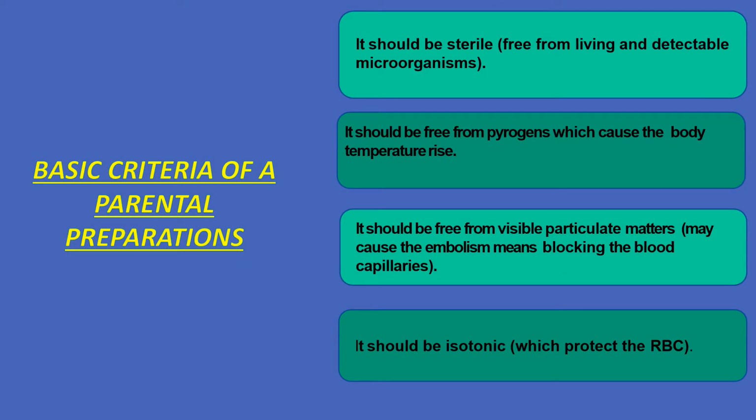So now the basic criteria of parenteral preparation. First, it should be sterile, which means it should be free from any living and detectable microorganisms. It should be free from pyrogen, which causes the body temperature to rise. It should be free from visible particulate matter, as it may cause embolism. Embolism means blocking the blood capillaries. It should be isotonic, so it can protect the RBCs, red blood cells.